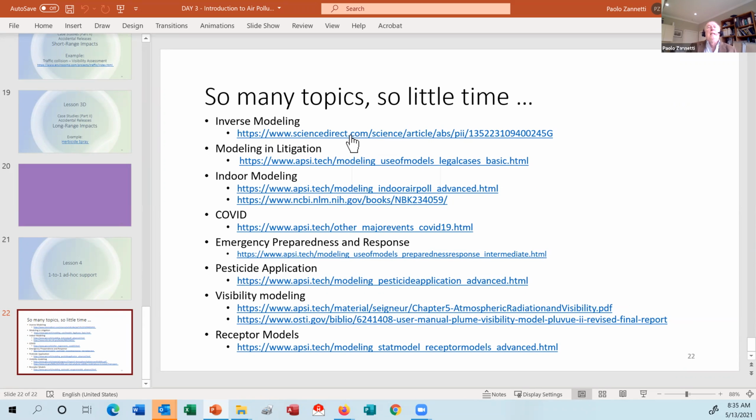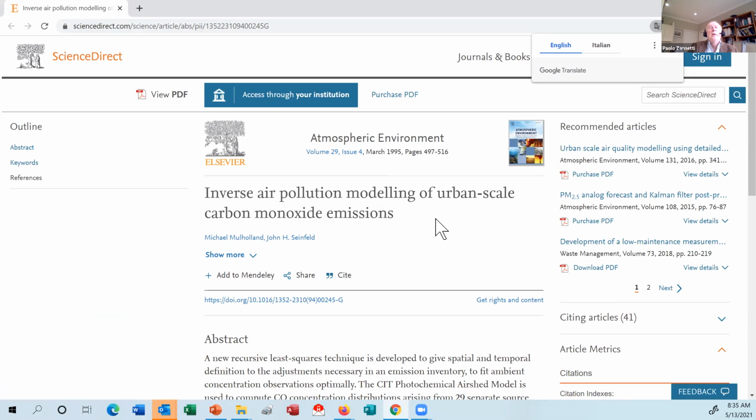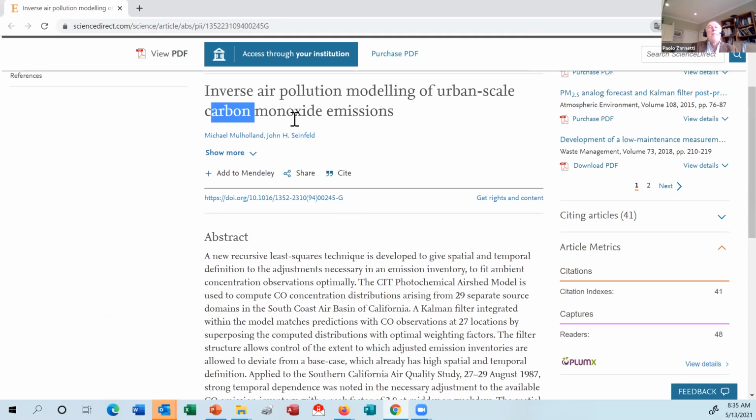We talked about that. I selected here an example of an article in which they use inverse modeling to estimate carbon monoxide emissions. They had 29 separate sources and 27 locations of measurements. So the challenge here is to have a mathematical algorithm to combine together with the meteorology all these measurements, and try to identify the contribution of each source based on the measurements. So that's what you do with statistical models. You don't have the diffusion terms. You have simply a way to statistically manipulate all these numbers and find the best combination that explains what happened.